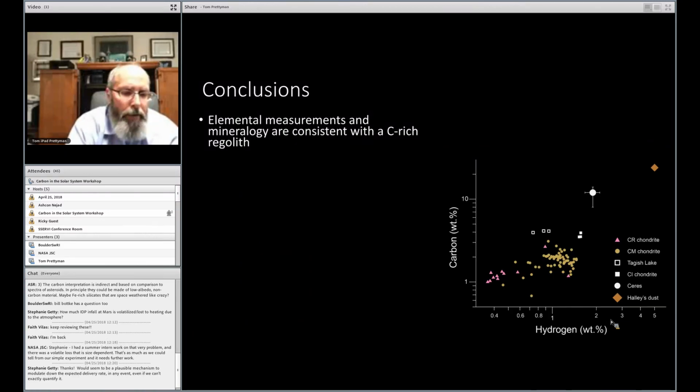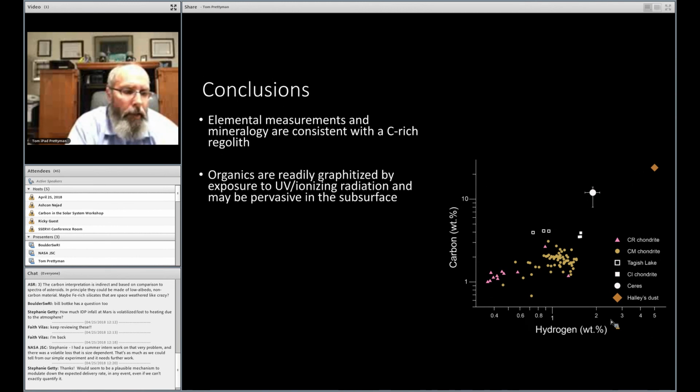And we can make a plot then of our inferred range of carbon and measured hydrogen and compare that to the meteorites and also dust from Comet Halley. And we can see that the elemental measurements are certainly consistent with Ceres having a surface that's carbon rich, in fact, that has superchondritic concentrations of carbon. Now, this might be in the form of organics. If it was, then the reason we are not seeing it might be because of ionization and destruction of the IOM or the organics by UV or ionizing radiation.